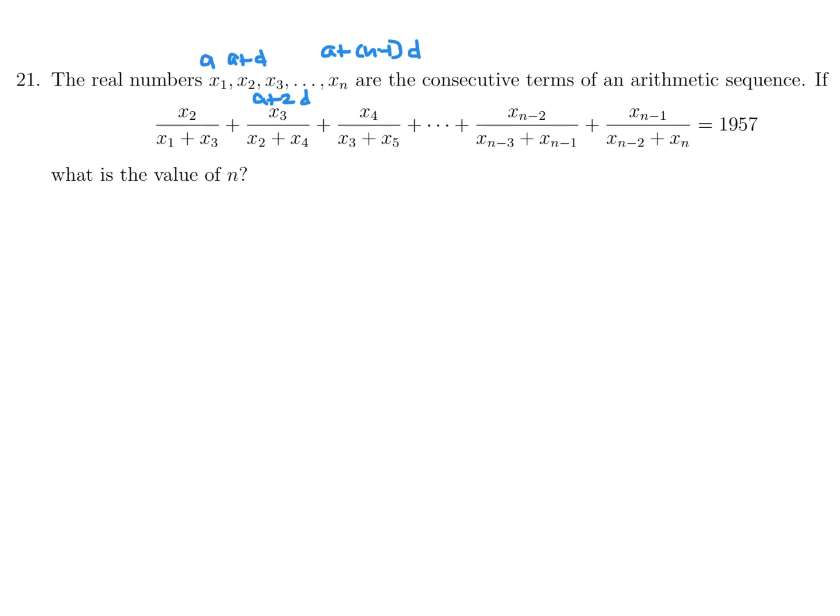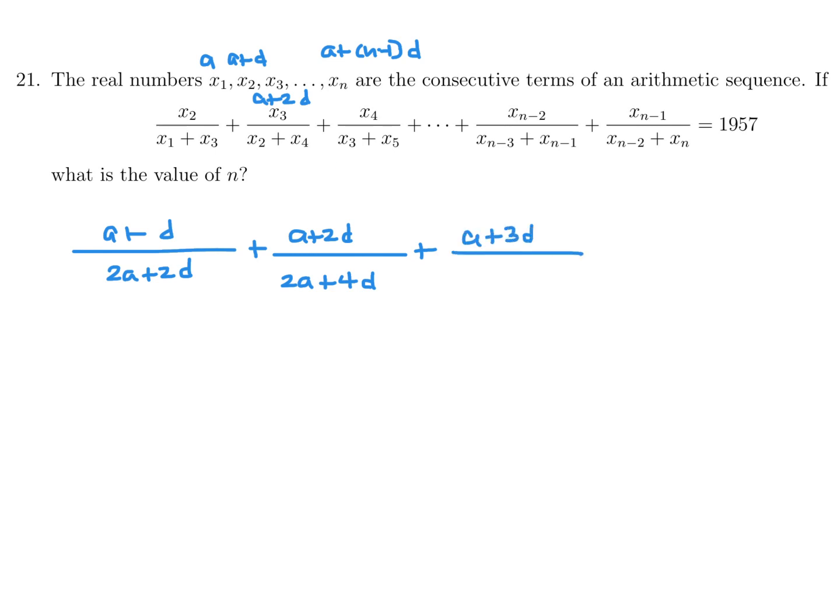So let's plug them in. So this would be a plus d, and x1 plus x3 would be 2a plus 2d. And then this one would be a plus 2d, and 2a plus 4d. Right? And you guys can verify that. I'm just doing it quickly. A plus 3d, this guy here, and that's going to be 2a plus 6d. And then eventually you get all the way to the end, this guy, and then this one.